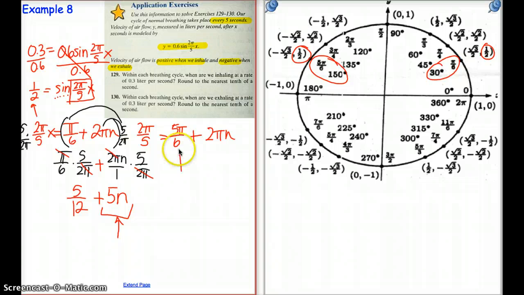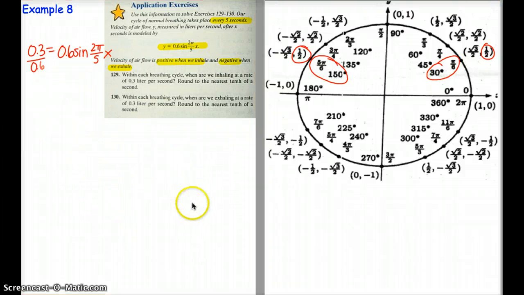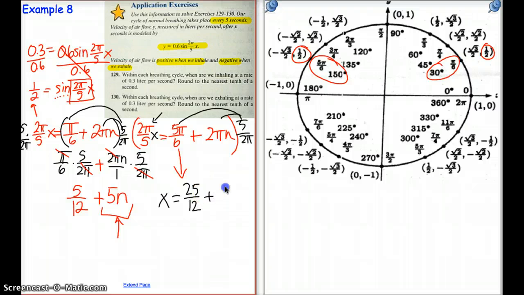And then we're going to do the same process here, multiplying everything by 5 over 2 pi, because it's the reciprocal of the fraction I'm trying to get rid of over here. Of course, I need my x, so I'm going to multiply by 5 over 2 pi and distribute on this side. On the left, it'll just create x alone. On the right, I'm going to get 25 over 12 plus 5n. So these are my 2 answers.